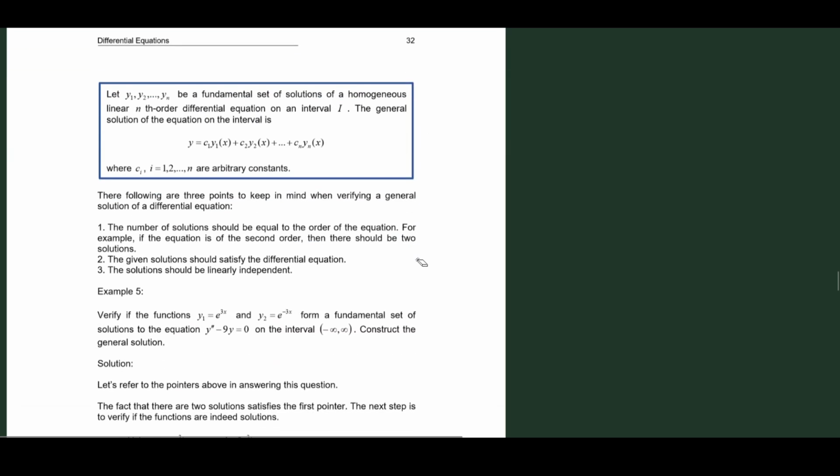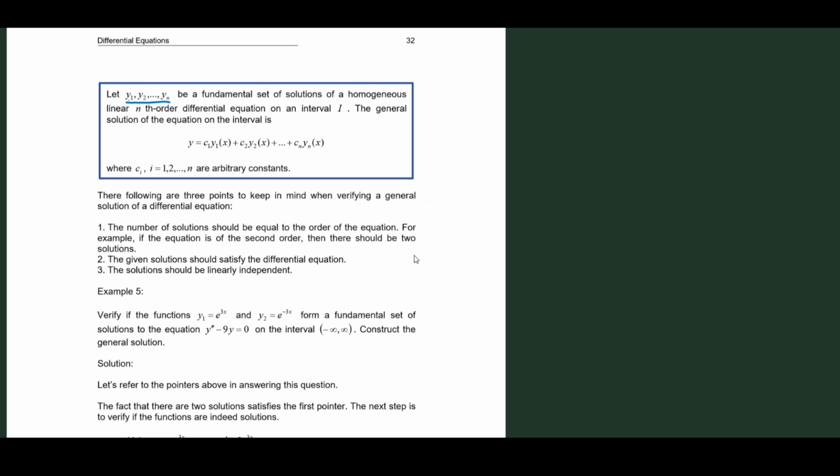Let's go to the definition. We have here, let y1, y2, up until yn be a fundamental set of solutions of a homogeneous linear nth order differential equation on an interval I. So y1, y2, and yn is a group of functions that are linearly independent, and that are solutions to the homogeneous linear nth order differential equation.